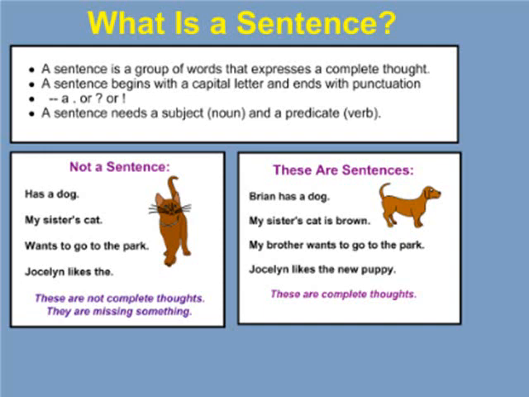Whereas on the right hand side, the groups of words like Brian has a dog, my sister's cat is brown, my brother wants to go to the park. All these sentences are making complete sense and they are expressing complete thoughts. So we can call them a sentence.